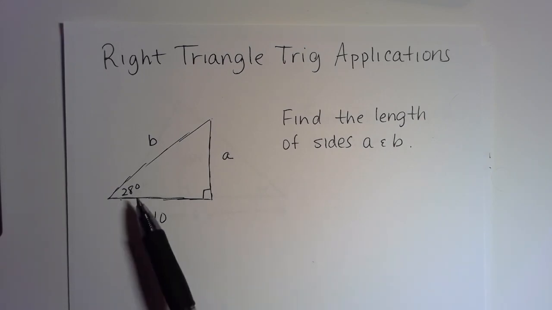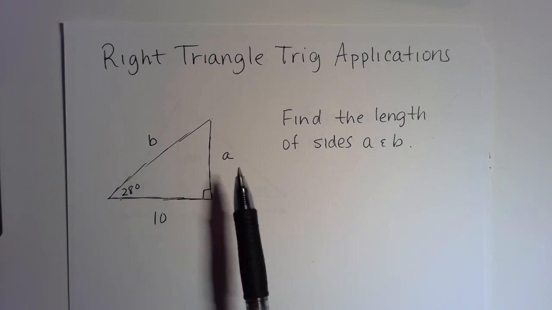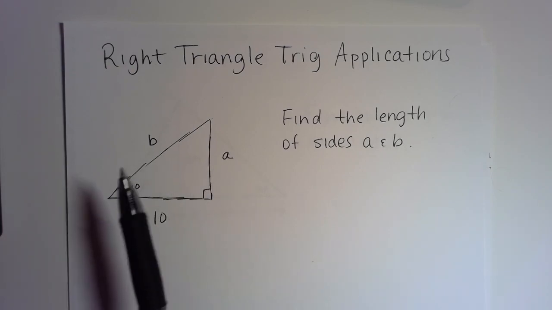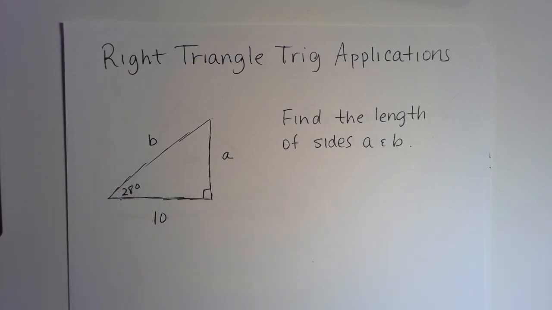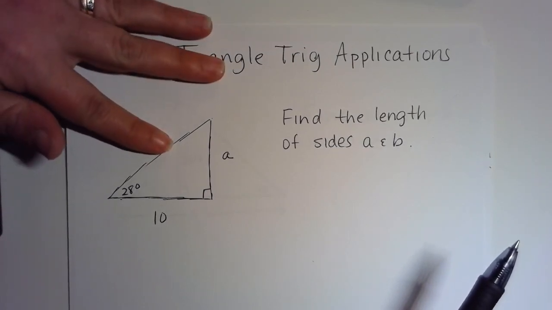Now, known things are, we know that this is 28 degrees, right? And we know that this side is 10. So we're going to have to find these two sides separately. And so we want to, let's pick a side. Let's just work with A first, just because it comes first in the alphabet. So I'm going to hide B here.